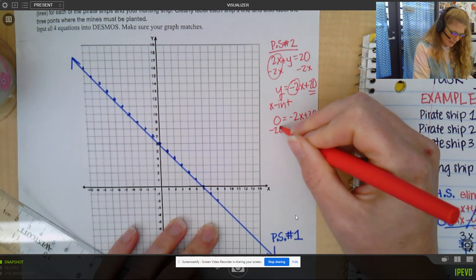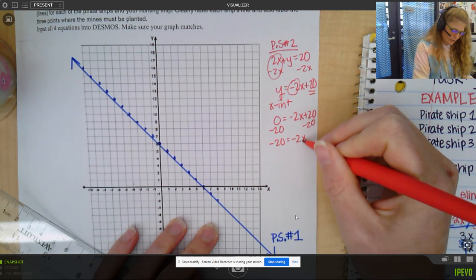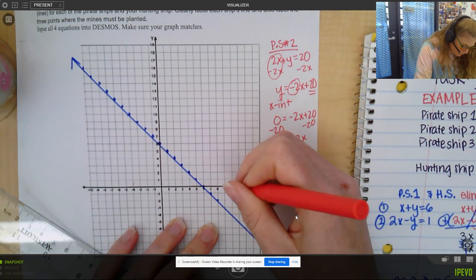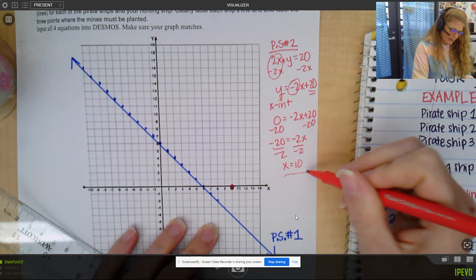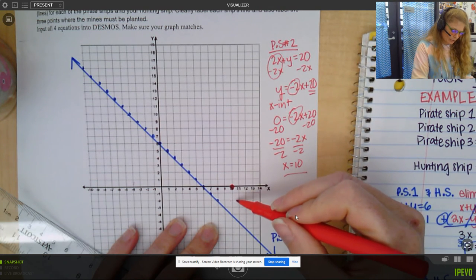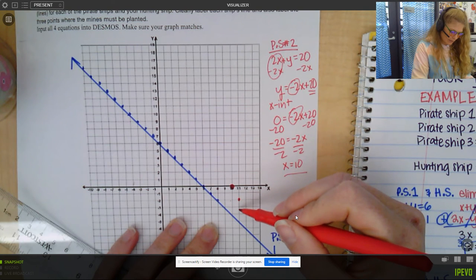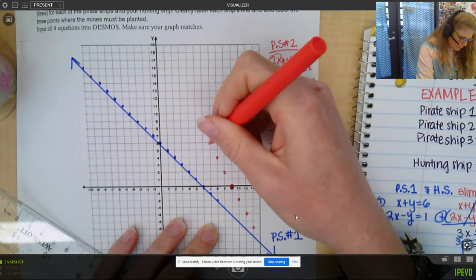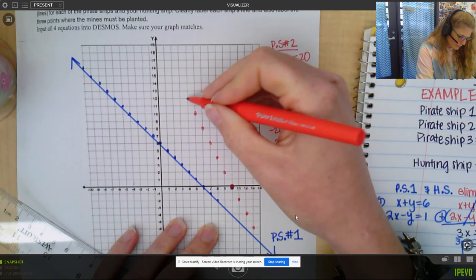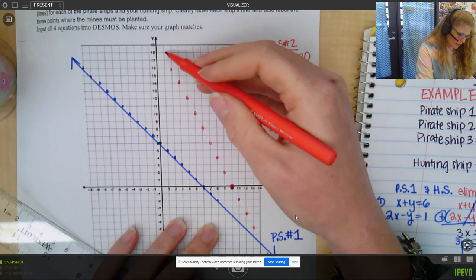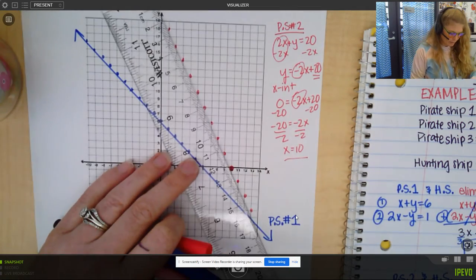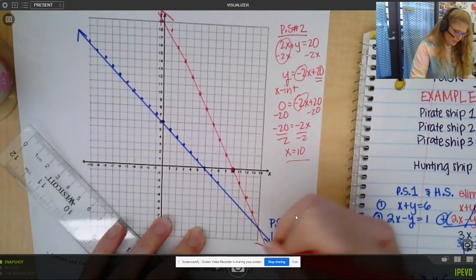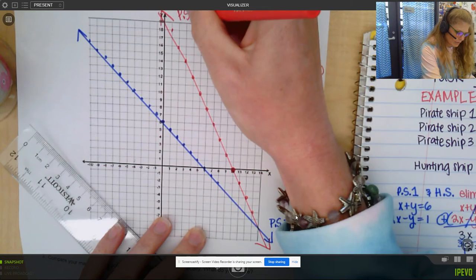Subtract 20 from both sides. Negative 20 is equal to negative 2x. Divide both sides by negative 2, and x is equal to 10. And that I can graph. So here my x-intercept is 10, and my slope is negative 2. So I'm going to go down 2, right 1, down 2, right 1, down 2, right 1, or up 2, left 1. And the more points you graph, the more accurate your graph will be. And of course, I'm going to label this one pirate ship number 2.